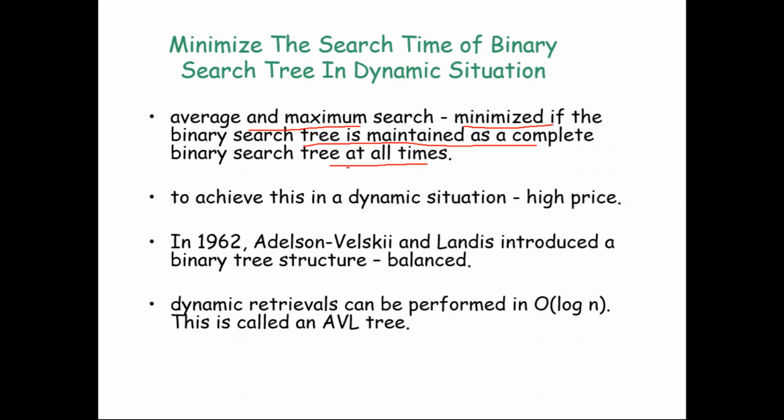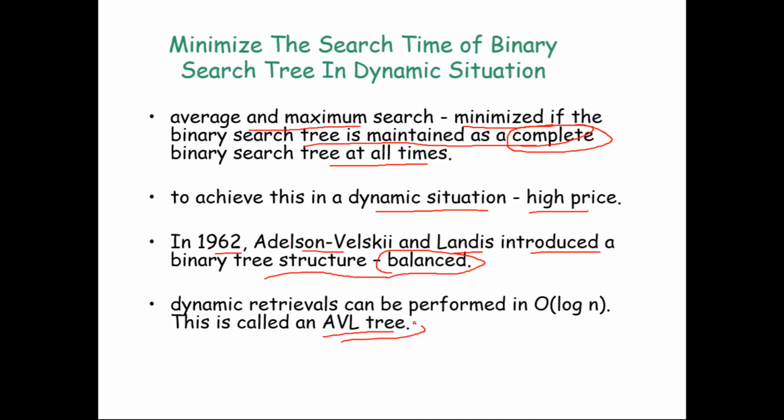But you cannot every time convert a tree to a complete tree. It is easy to balance a tree, but it is difficult to make a tree a complete tree. If you want to dynamically convert a tree to a complete tree after every operation, the cost will be high, that is, the number of operations that you have to perform is high. So in 1962, Adelson-Velsky and Landis introduced a binary tree data structure which is self-balancing, and this data structure is called the AVL tree.